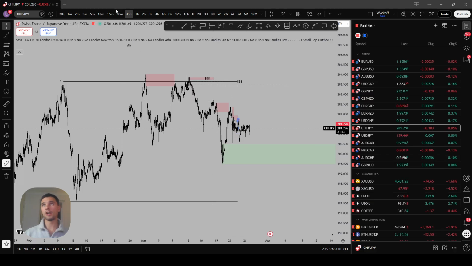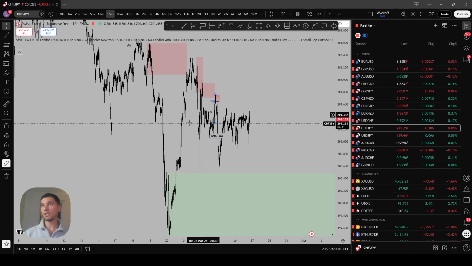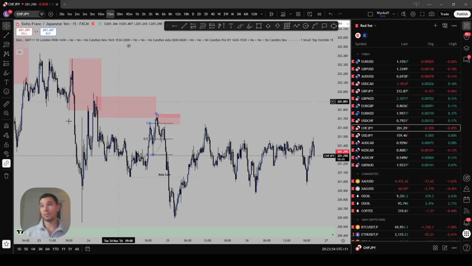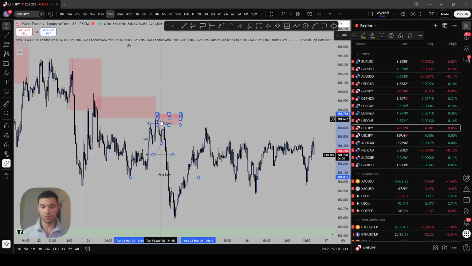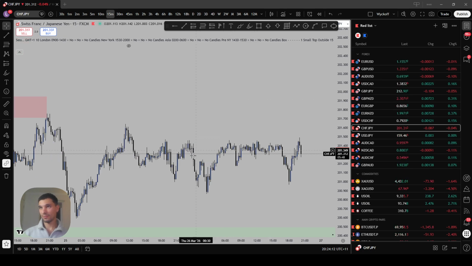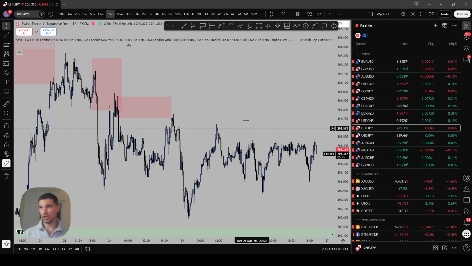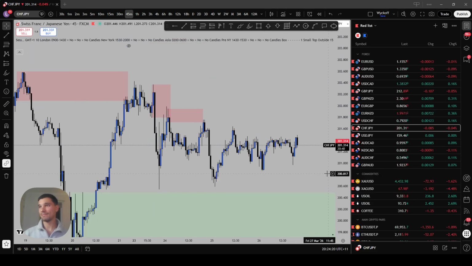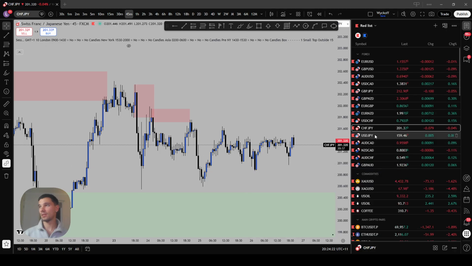Still in a distributive environment. We're yet to hit this demand below us. We obviously front ran this POI, but we ended up still clearing Asia low really nicely, but there's just no confirmation, so no reason to take this. Yeah, we're in just shitty ranging price action at the moment. Not too interested. Yeah. Next.